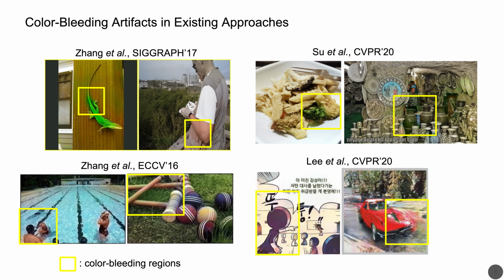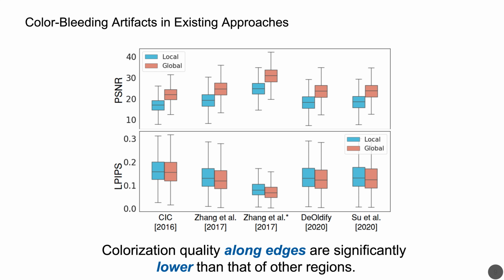The problem is that these artifacts significantly make the results less realistic, limiting the potential of the deep colorization methods in practical applications, such as content creation in comics. To support this claim, we also reported the quantitative evidence showing the overall quality gap between the result along the edges versus that in the remaining regions. Across the existing approaches, the colorization results, particularly along the edges, denoted as local with blue color in the graph, have shown relatively low quality of colorization among other regions.